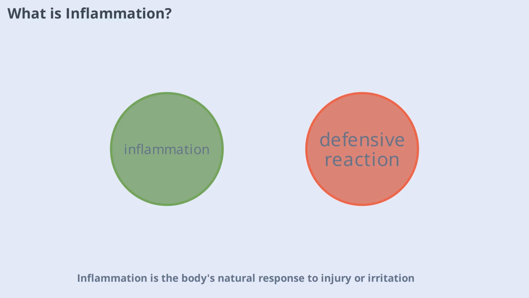Inflammation is the body's natural response to injury or irritation. It acts as a defensive mechanism, aiming to protect and repair tissues. The causes of inflammation can be diverse, including chemical, bacterial, mechanical, or toxic irritants. When tissue is injured, the body initiates a series of changes to contain and eliminate the harmful agent.